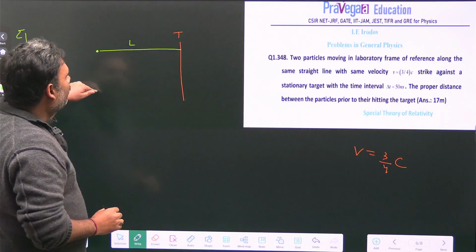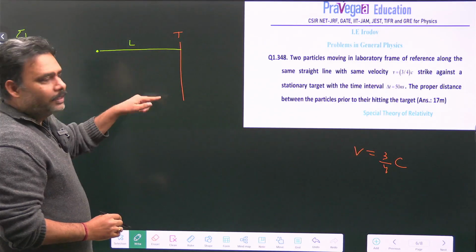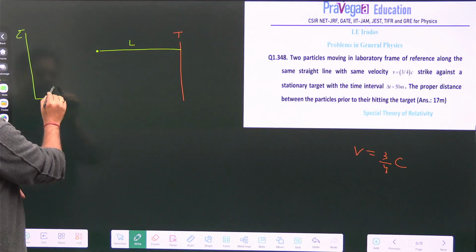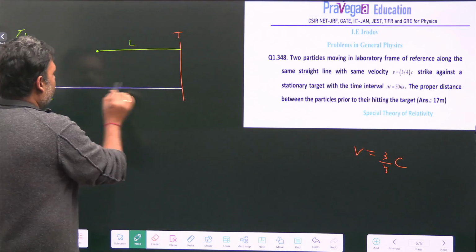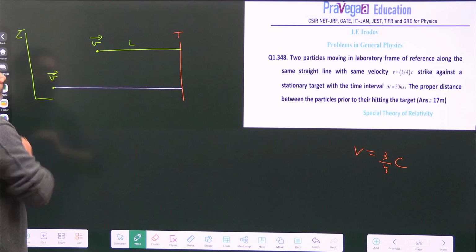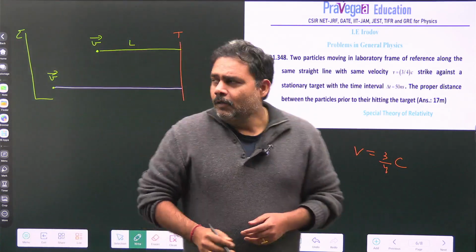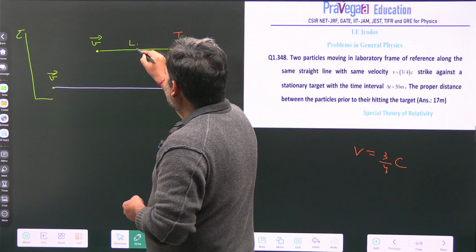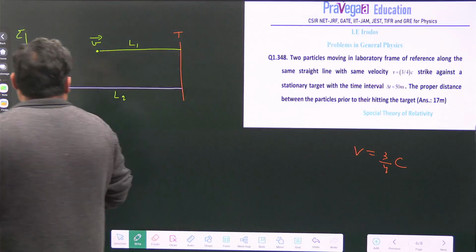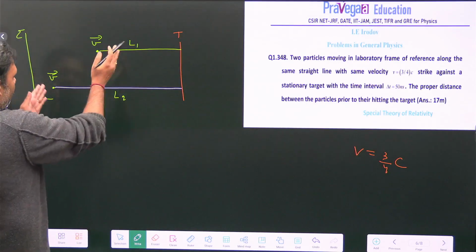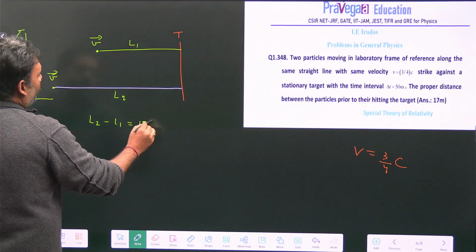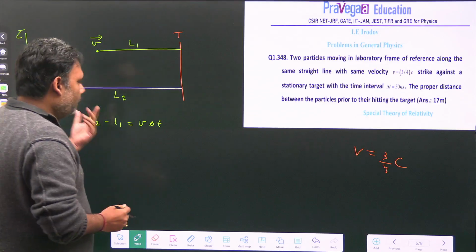Obviously the second particle will not come from the same place because both have the same speed. So I can assume the second particle has this much distance, and it is also moving with velocity v. Suppose this one is L1, this one is L2. If I solve this through Galilean transformation, then the difference between these two is L2 minus L1 equal to v into delta t. So this would be your answer.